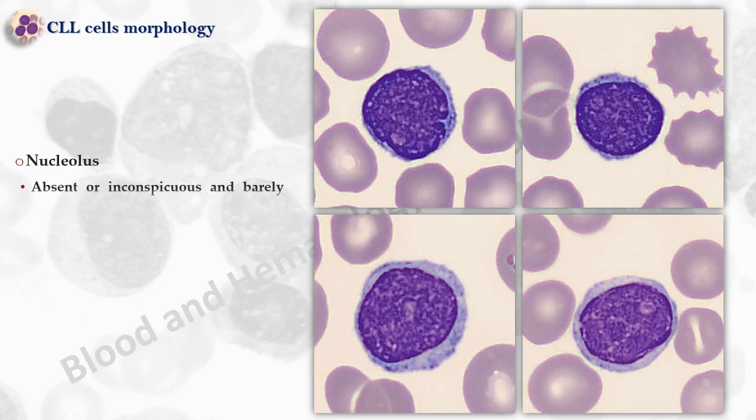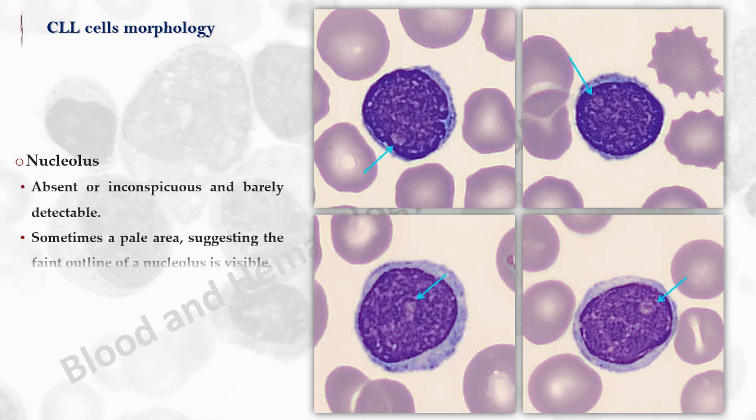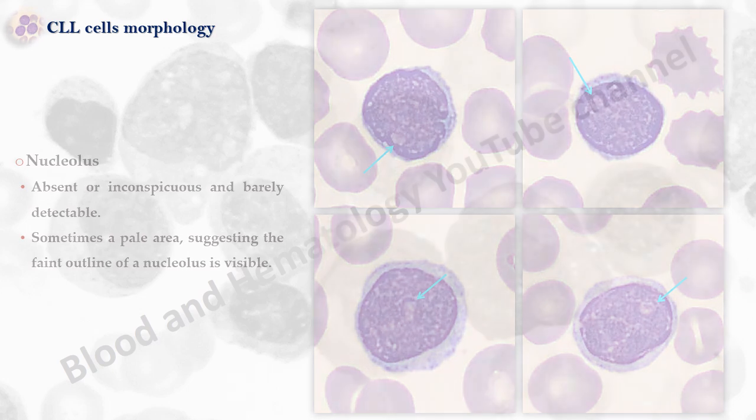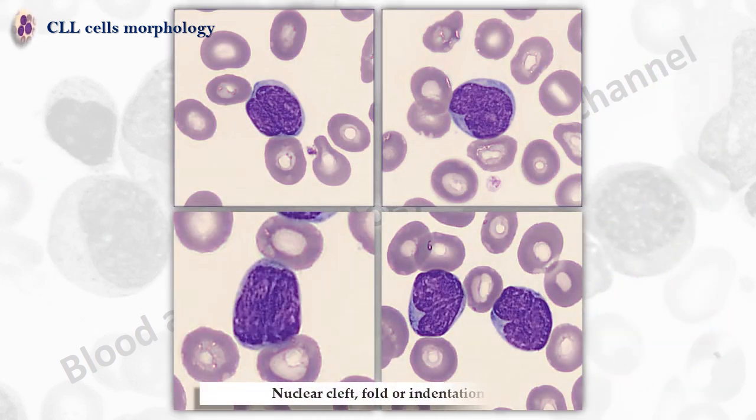The nucleolus is absent or inconspicuous and barely detectable. Sometimes a pale area, suggesting the faint outline of a nucleolus, is visible. A minority of CLL cells may have nuclear clefts, folds, or indentation.